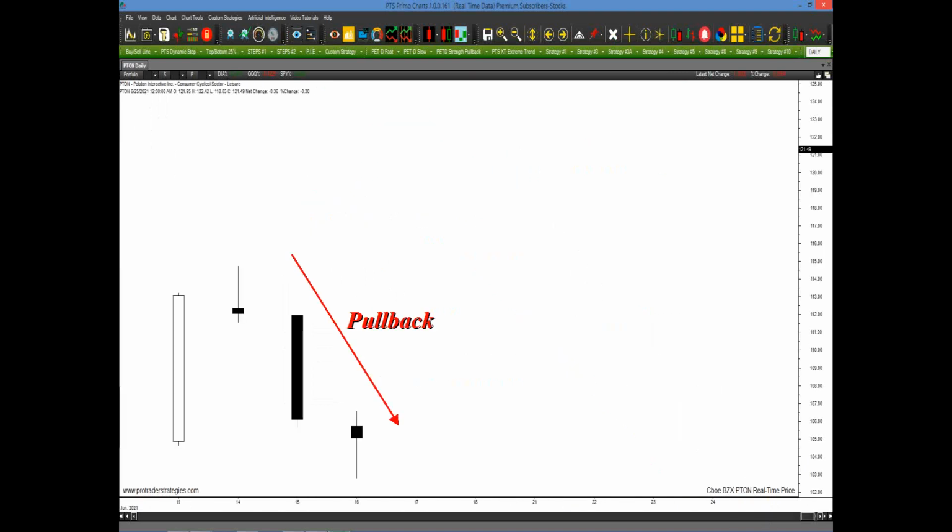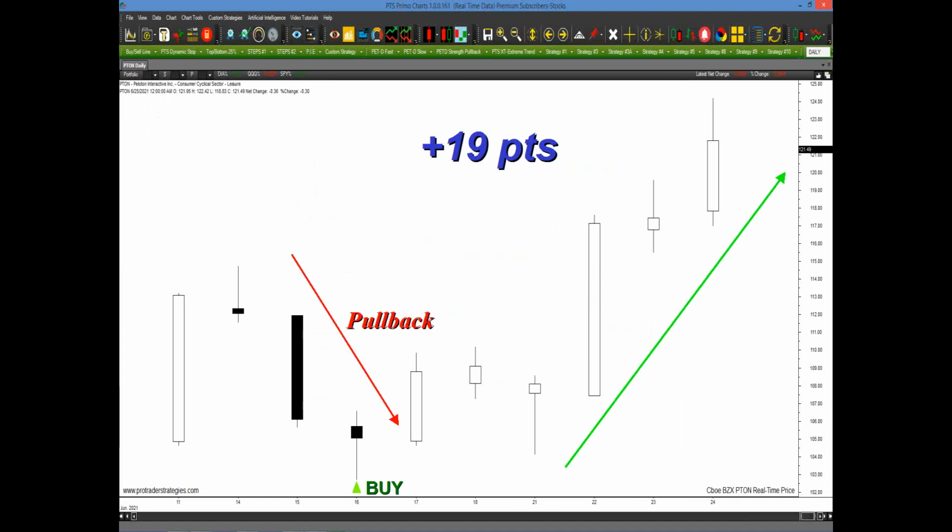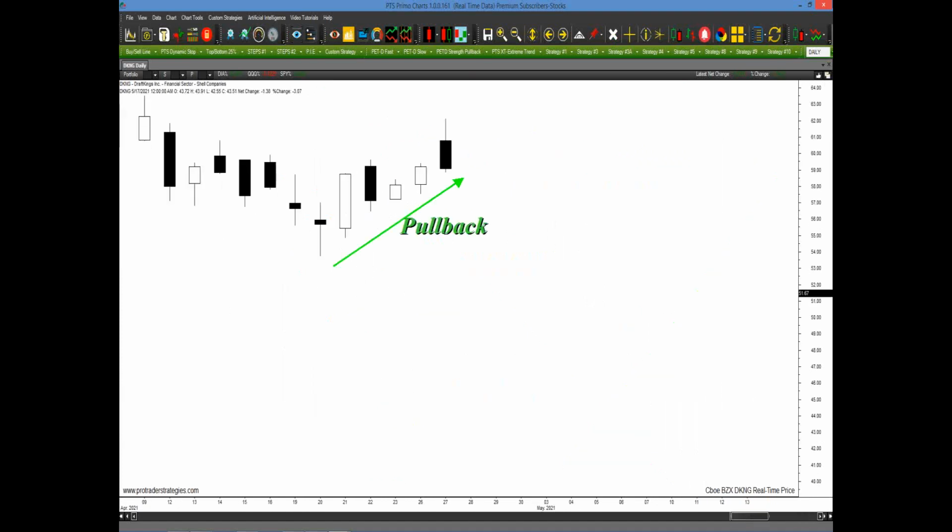All right, here's a pullback as designated by strategy number 9. There's our buy signal right at the bottom. This is a very shallow pullback, only lasted about 2 or 3 bars, but potentially you could have captured 19 points in a little over a week. This, once again, was just a week or so ago in Peloton.